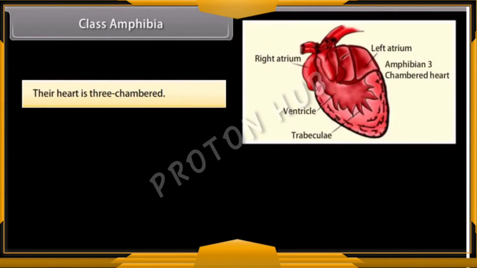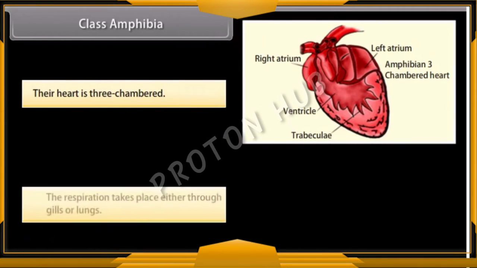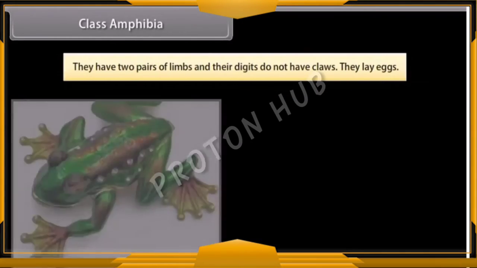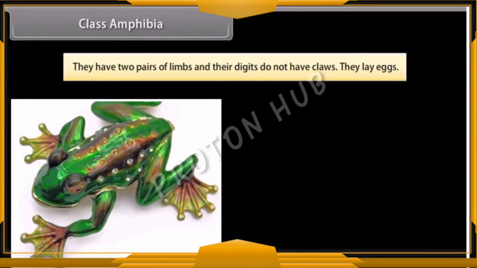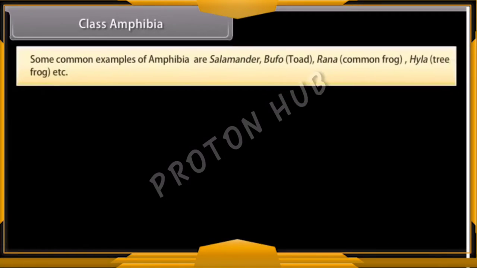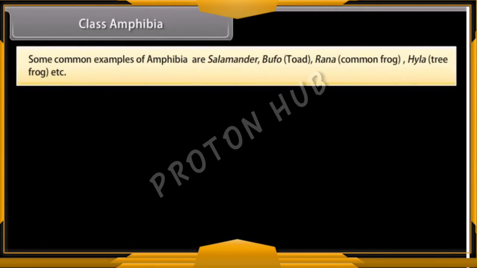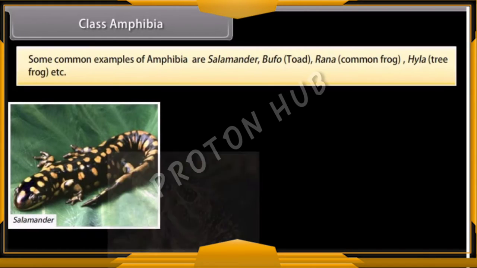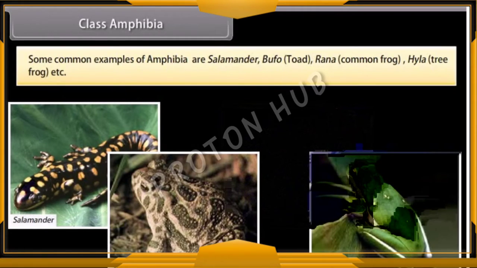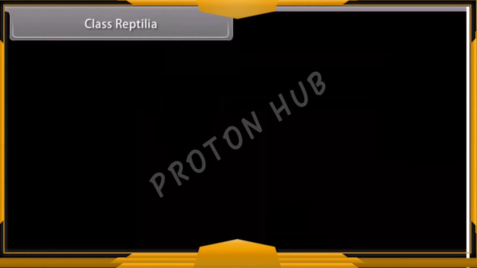Their heart is three-chambered. The respiration takes place either through gills or lungs. They have two pairs of limbs and their digits do not have claws. They lay eggs. Some common examples of amphibia are salamander, bufo, toad, rana, common frog, hyla, tree frog, etc. Class Reptilia.